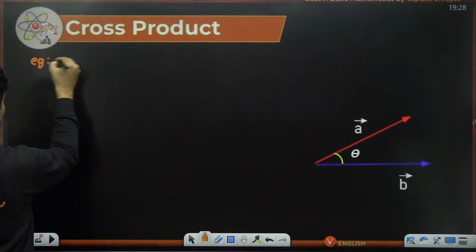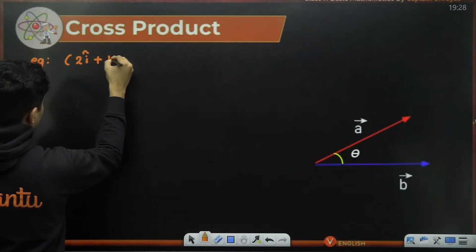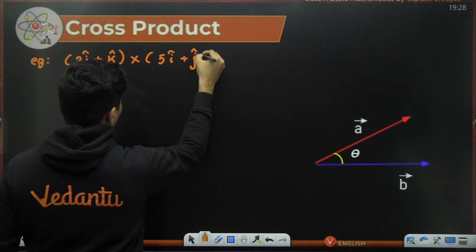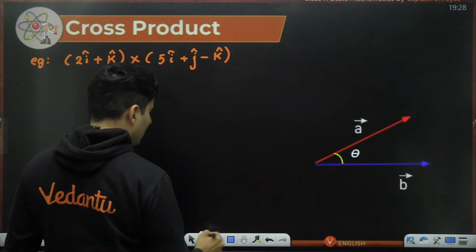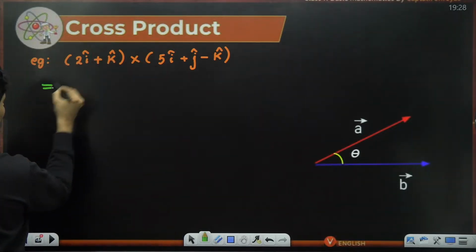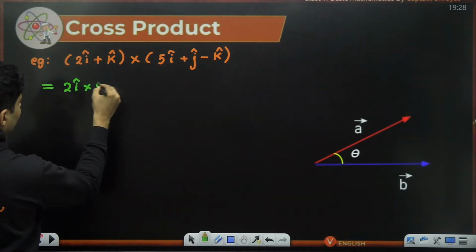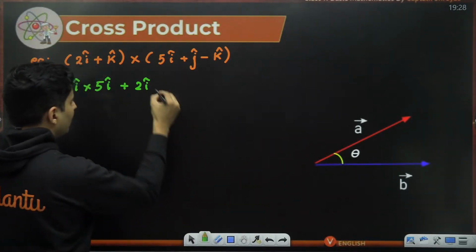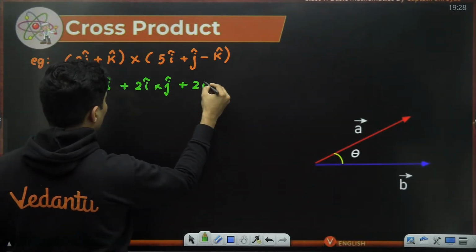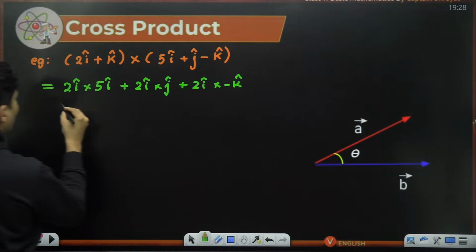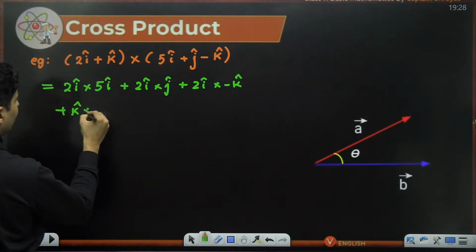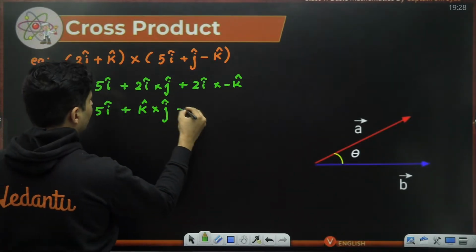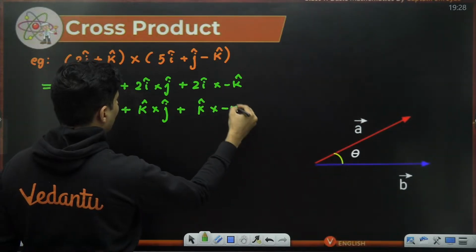Say for example, you have 2 I cap plus k cap cross producted with 5 I cap plus j cap minus k cap. What will you do? Obviously open up and do all the multiplications: 2 I cap cross 5 I cap plus 2 I cap cross j cap plus 2 I cap cross minus k cap plus k cap with 5 I cap plus k cap with j cap plus k cap with minus k cap.